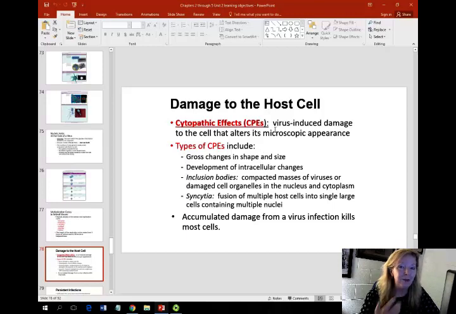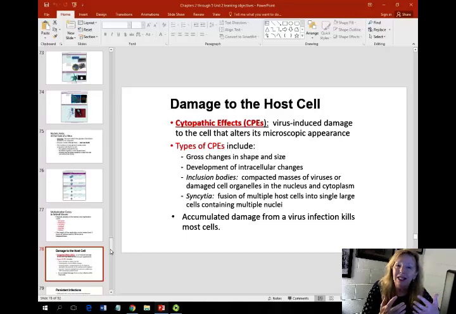Sometimes we can see that even on microscopic appearance. So the cytopathic effects, CPEs, of the cells are when the viruses are inside the cells, we can see that it's changing the cellular machinery. So cyto, cell, pathos, bad, the bad effect it's having on the cells. So anyway, this is one of the ways that we do it.